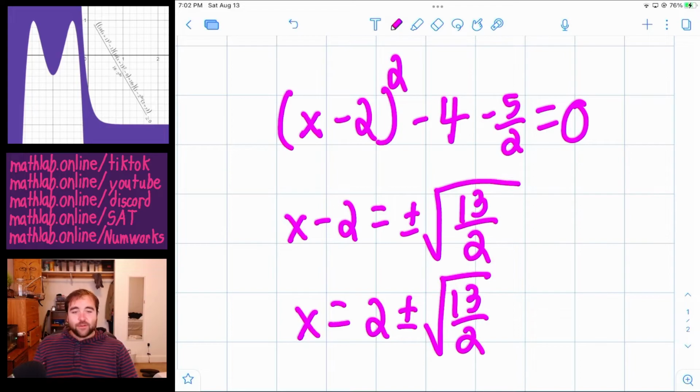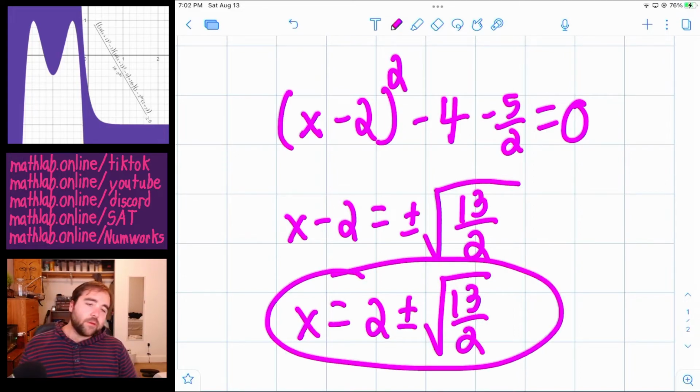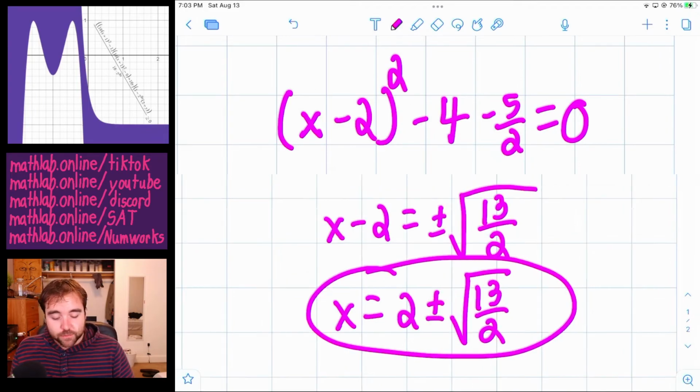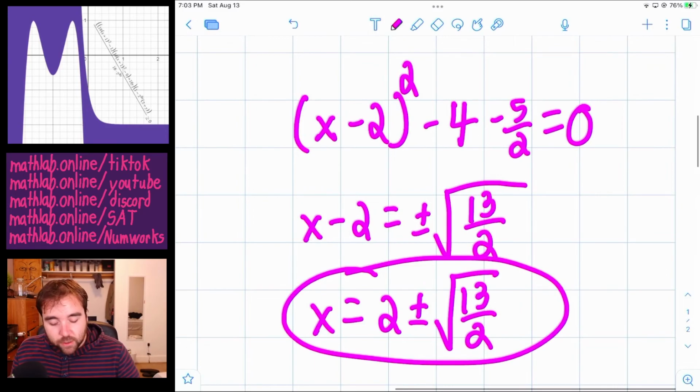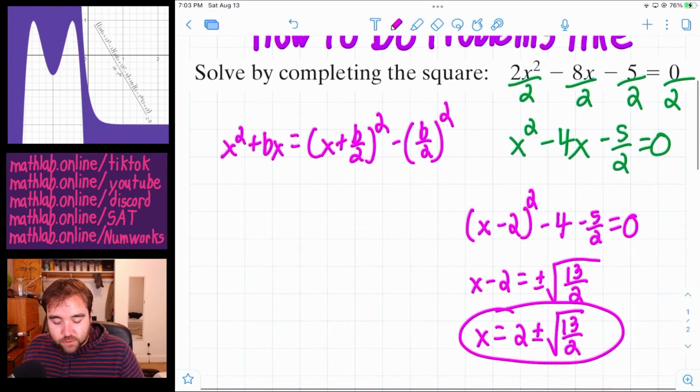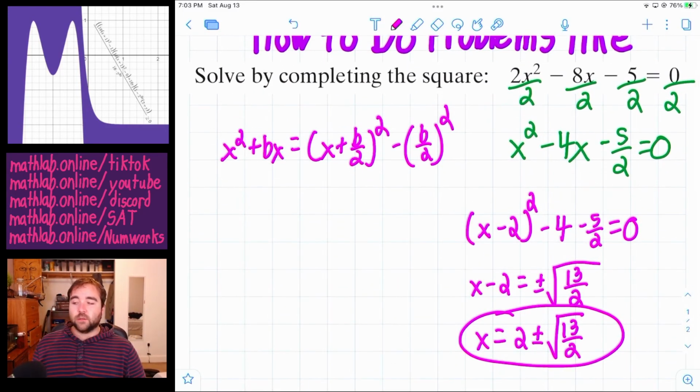This is not a visually pleasing answer. But this is an answer. There's nothing better we can really do to that. Because if we could take the square root of 13 over 2 perfectly, we should. That's what we have done in previous problems, but we can't here. And so that's just our answer. And there's nothing wrong with that. And you see how easy completing the square can be once you know that pattern.